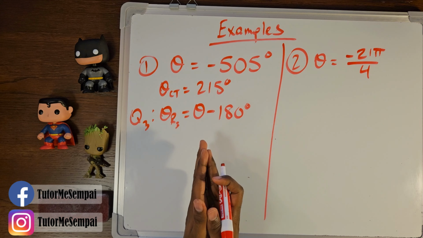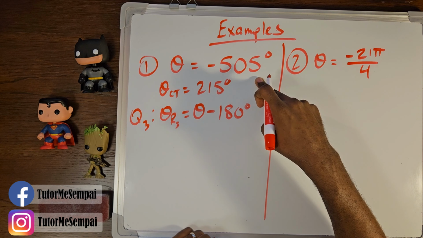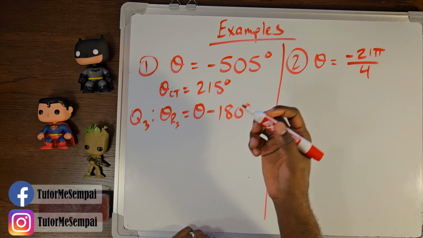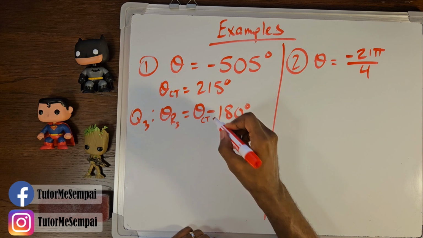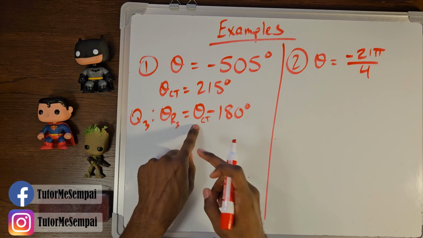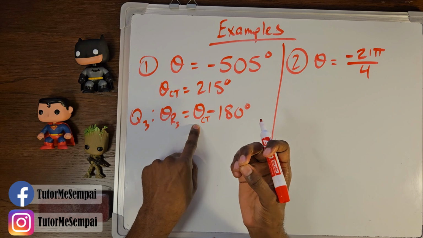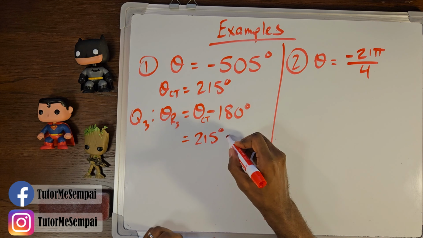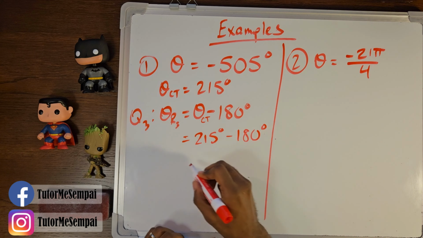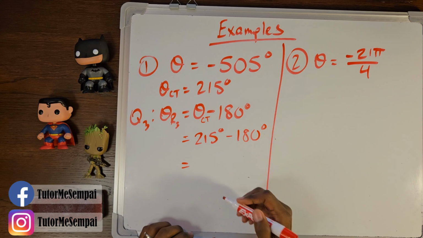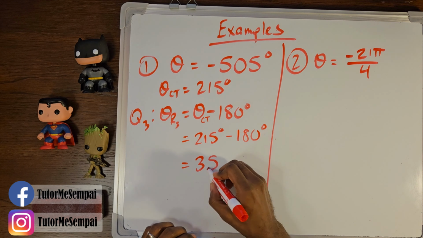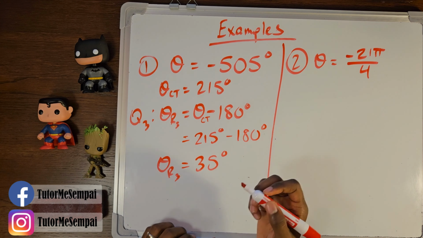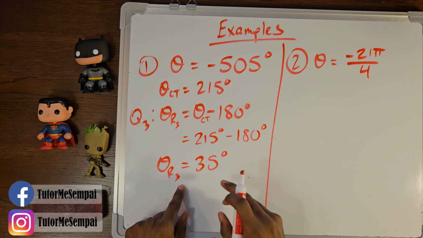But which angle are we going to put into this one? Are we going to put in negative 505 or this 215? We're going to put in our 215 because this is a negative angle. Instead of just theta, we're going to use theta CT, our coterminal angle. And when we do that, we're going to get 215 degrees minus 180 degrees. Well, what do you get when you subtract both of these? This is going to give us a 35-degree angle. So our reference angle for our third quadrant is going to be 35 degrees.